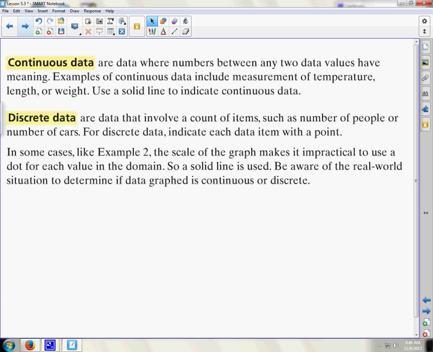Discrete data are data that involve a count of items, such as a number of people or number of cars, because you can't have anything in between a whole number, because it's a whole number car or a whole number person. You can't have a half. So that is for discrete data. So in some cases, like example 2, the scale of the graph makes it impractical to use a dot for each value. So like I was saying, you want to use a solid line because you want to include everything. So that is continuous data.